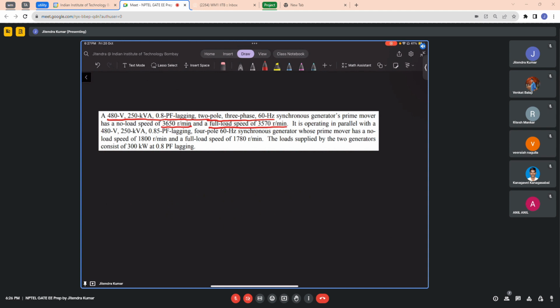It is operating in parallel with another alternator with characteristics like this. This is a different four pole 60 hertz synchronous generator, and its no load speed is 1800 RPM and full load speed is 1780 RPM. The load being supplied by these two generators is 300 kilowatt at 0.8 power factor lagging. So the first question I want to ask is how much the speed regulation of generator 1 and generator 2 will be.